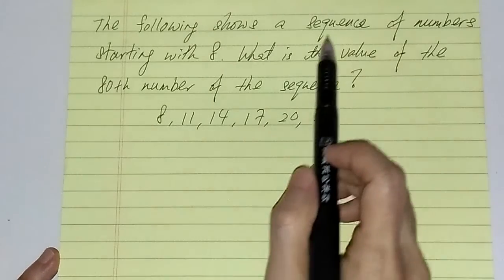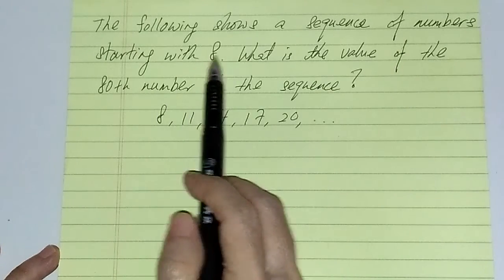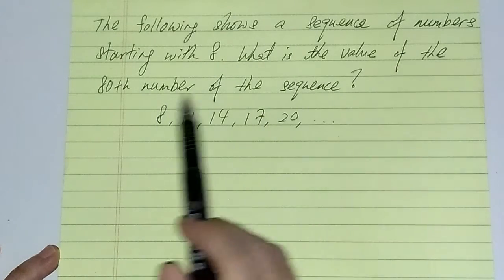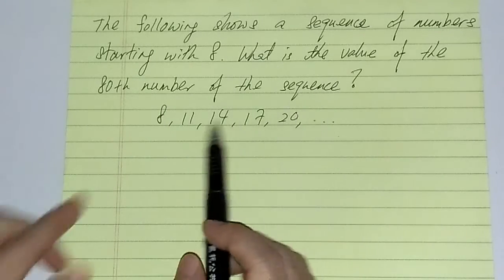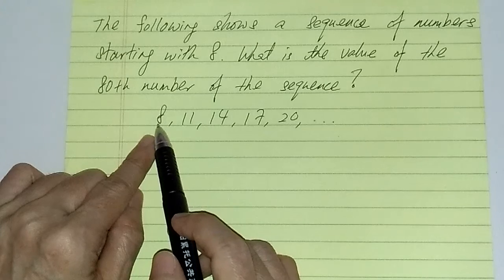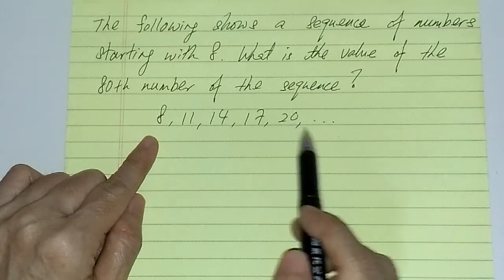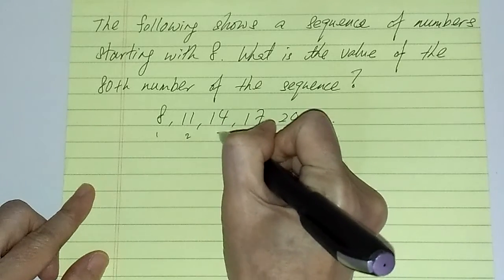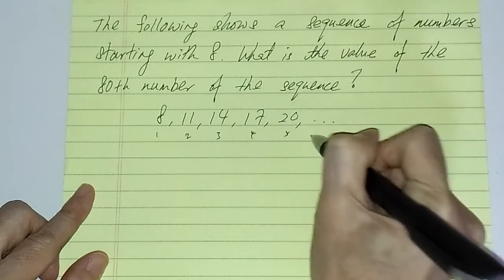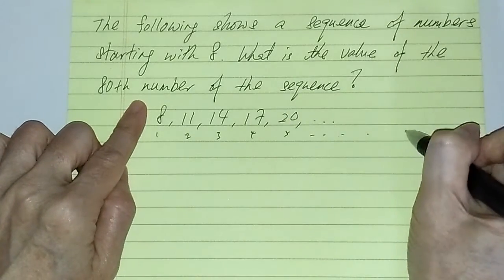Okay, here is a sequence of numbers starting with 8. So what is the value of the 80th number of the sequence? Okay, here is the sequence: 8, 11, 14, 17, 20, and so on. So this is the first one, the second one, third, fourth, fifth. Okay, we want to find the value of the 80th.